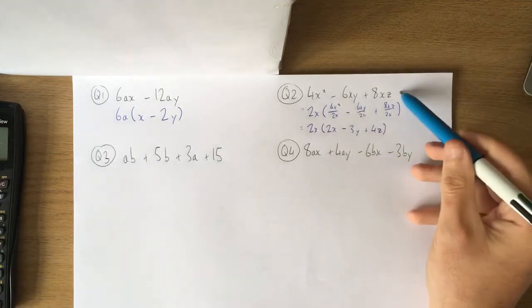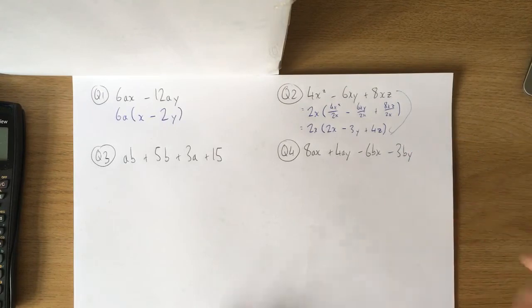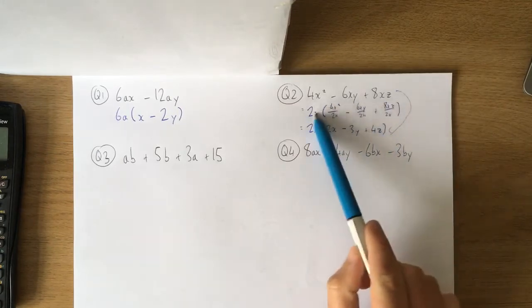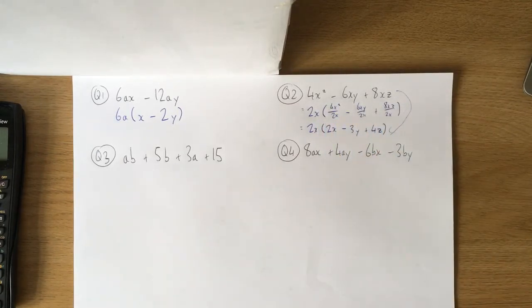As I said, if you skip straight to that step, that's fine, as long as you're able to do it consistently correctly. If you need to put that step in to get it right, put it in. It'll only take you a couple more seconds. Next example then, ab plus 5b plus 3a plus 15.